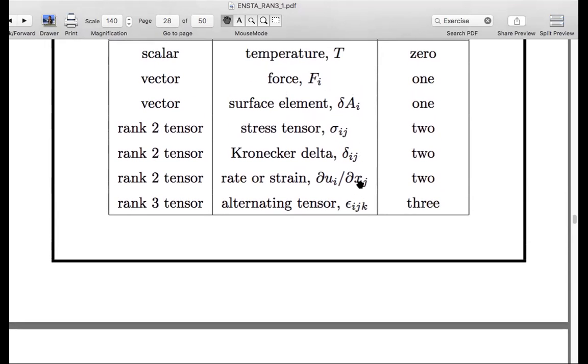I'm trying to touch base with matrices because I assume those are more familiar to you. Who's dealt with matrices already? Can you raise your hand? So almost all of you, not uniformly all of you. If you haven't dealt with matrices, you should look that up.